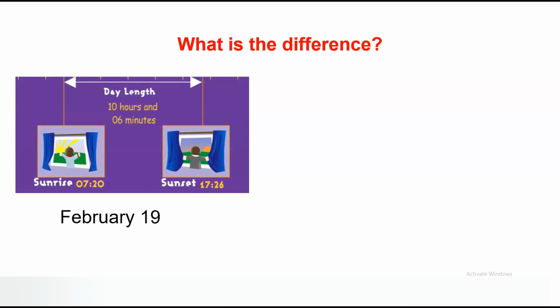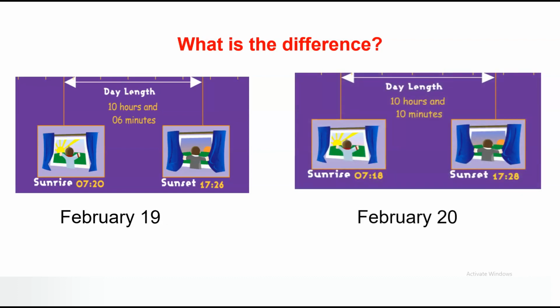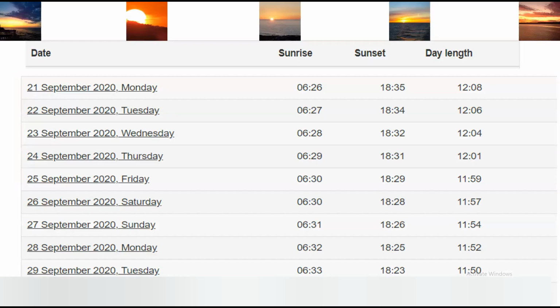Again, February the 19th, sunrise 7:20, sunset 5:26. February the 20th, sunrise 7:18, sunset 5:28. 10 hours 6 minutes, 10 hours 10 minutes. This time, we're adding 4 minutes. As you can see, this was Adana. On the 21st of September, the length of the day was 12 hours and 8 minutes. By the 30th of September, it was down to 11 hours 47 minutes.